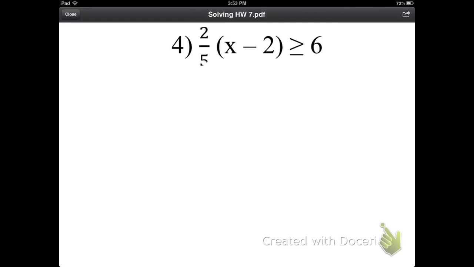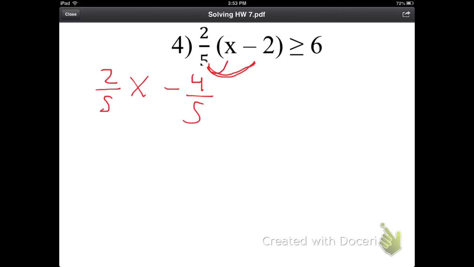So we have 2/5 times this quantity, x minus 2. With this, we need to do something about this fraction. We can distribute and do 2/5 times x and 2/5 times 2 if we want to, or we can try and get rid of the 5 to start with. I'm going to go with the distribute method because you guys are used to distributing. So I'm going to do 2/5 times x and 2/5 times negative 2. Well, 2/5 times x gets you just 2/5 x, and 2/5 times negative 2 gets you negative 4/5.